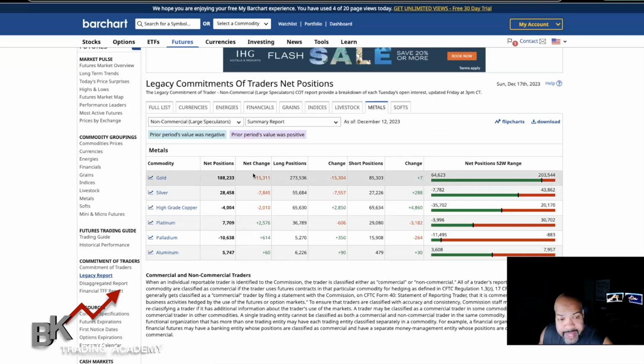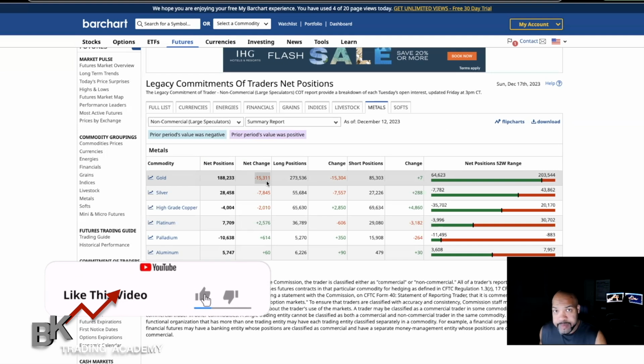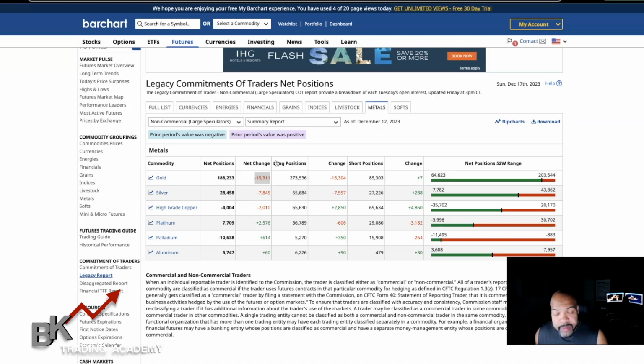Now, this here is saying the net change, meaning from their exits and their buys, they have actually negative 15,311. That simply means that they've exited at least 15,311 contracts to the downside. So when you're exiting long positions, that causes price to come down. So we can break this down here.